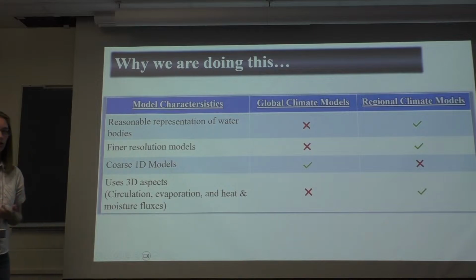And the regional climate model that we're working towards will be able to use 3D aspects instead of the 1D models that global climate models have, which include circulation, evaporation, heat, and moisture fluxes, which is important to consider when looking at climate change.